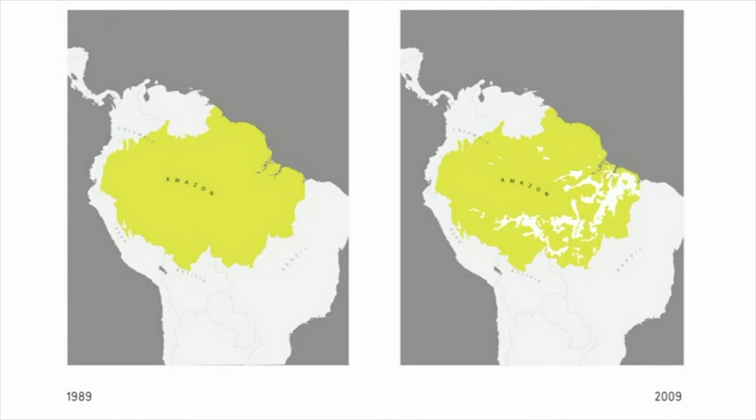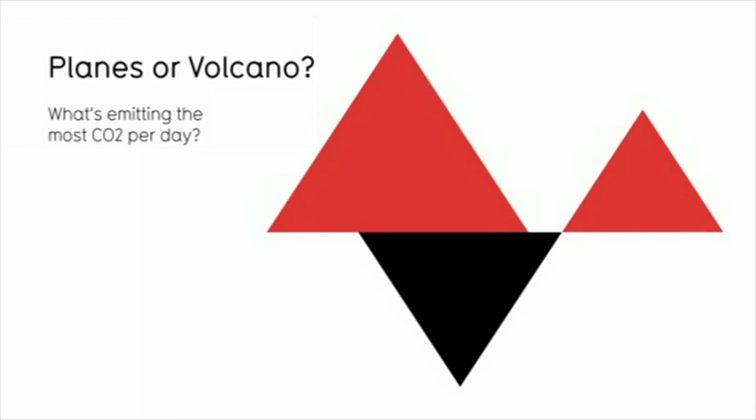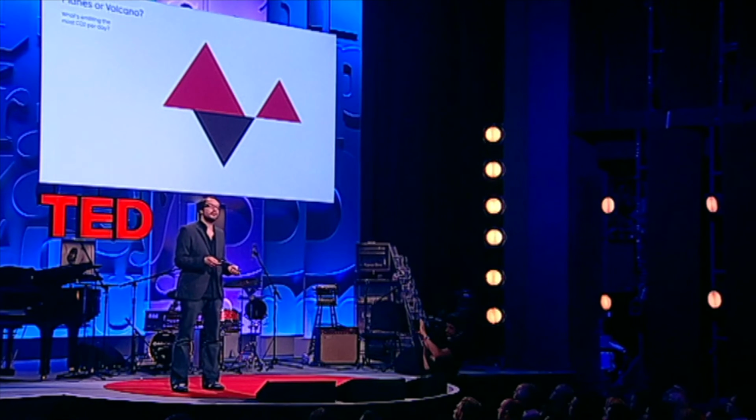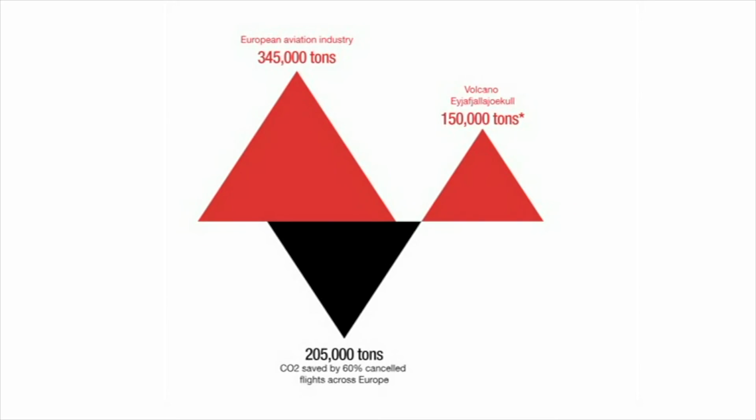And even when the information is terrible, the visual can be quite beautiful. And often we can get clarity or the answer to a simple question very quickly, like this one. The recent Icelandic volcano, which was emitting the most CO2? Was it the plains or the volcano? The grounded plains or the volcano? So we can have a look. We look at the data and we see, yep, the volcano emitted 150,000 tons. The grounded plain would have emitted 345,000 if they were in the sky. So essentially, we had our first carbon neutral volcano.